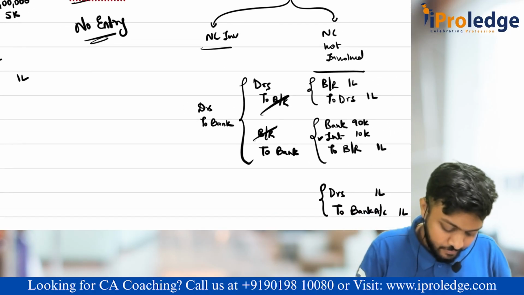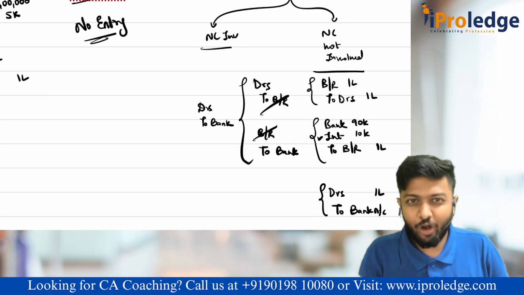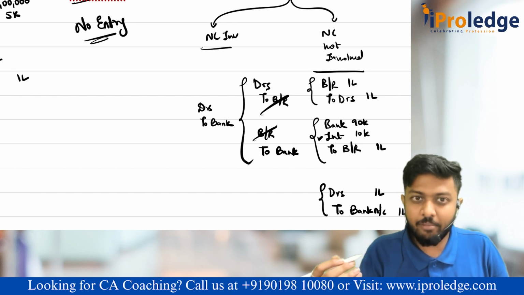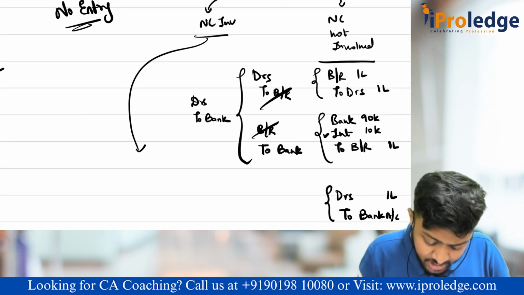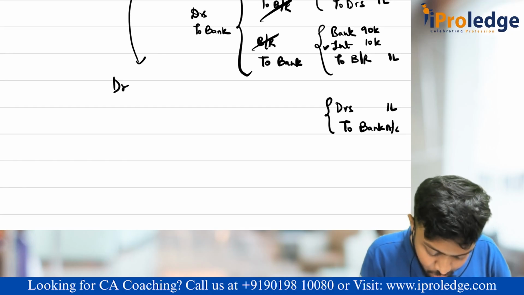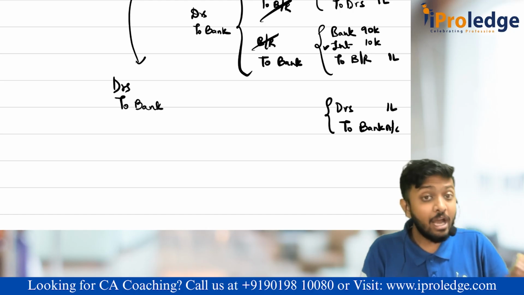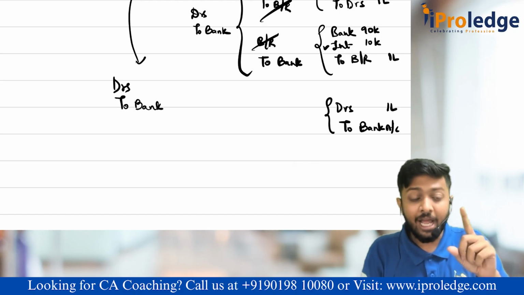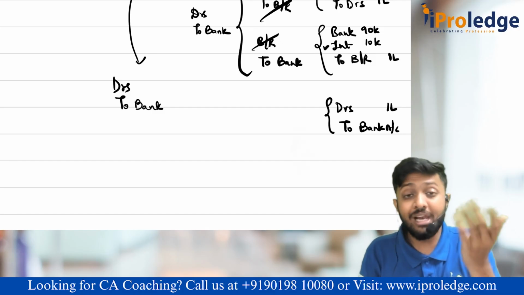Now, this is done. So what is the entry for dishonor of the bill in the books of drawer? Whenever he has discounted the bill with the bank, debtors to bank. So what to do if NC charges is involved? Guys, if NC charges is involved, the entry is still the same. Debtors to bank. Only thing is, the value of the bill was 1 lakh.